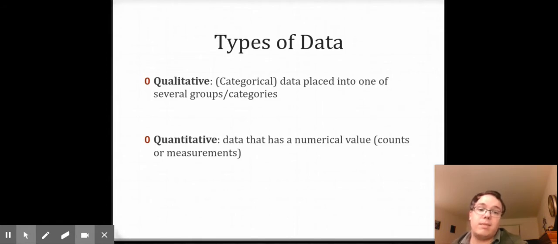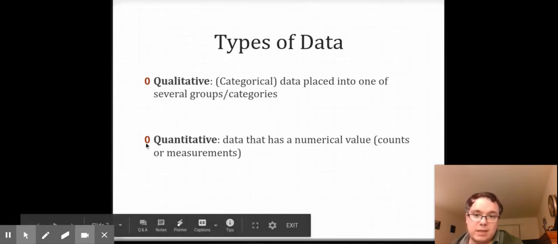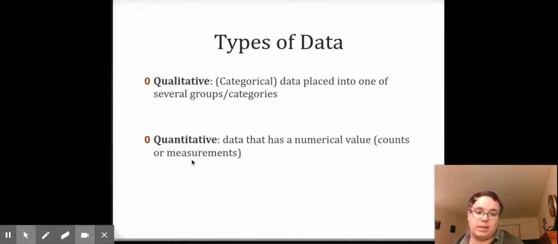Quantitative actually has a number that goes with it. So something you can count or measure. So something like your age, your height, your temperature, number of people in the room. Those are all numbers. So that'd be quantitative. So qualitative, a quality or a category, quantitative, a quantity or a number.